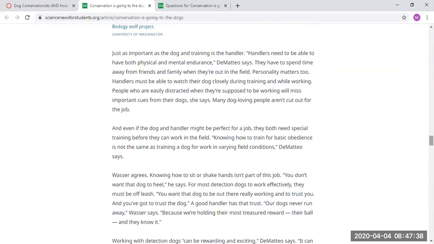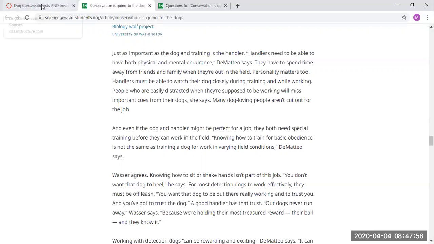Just as important as the dog in training is the handler. Handlers need to be able to have both physical and mental endurance. All right, I'm going to have you guys continue reading here and answering the questions on your own, only because it's getting hard for me to keep reading, getting tired.